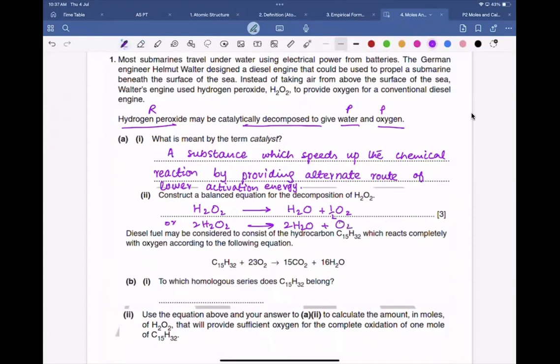Yes, sir. Okay. So did you figure out to which homologous series this C15H32 belongs? Alkane. Alkane, right? Because if you see, the general formula is CnH2n plus 2. Very good, Alishma. So C15, H2 times 15 plus 2 gives me 32, right? Yes. So it's C15H32.